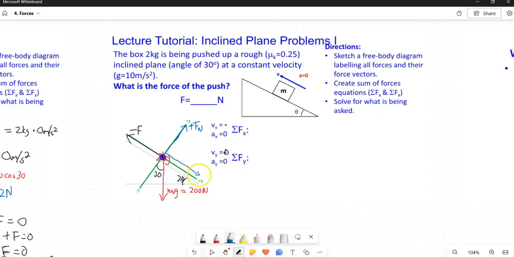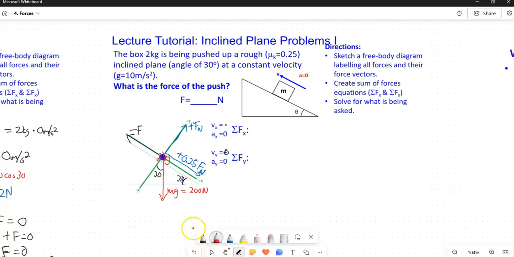I'm going to write that right here. Positive 0.25 times the normal force. Let's try to, this is going to be hard. 0.25 times the normal force. That looks better. There we go. So that's our friction vector.